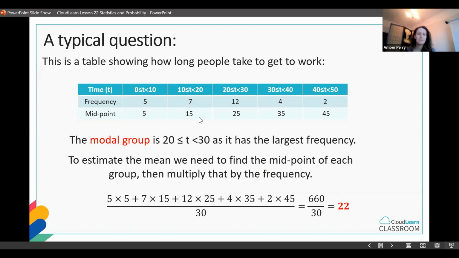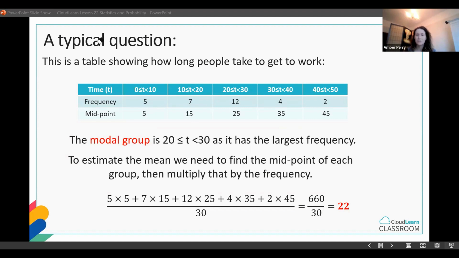5 times 5 plus 7 times 15 plus 12 times 25 plus 4 times 35 plus 2 times 45. You're just multiplying them. But again, it might even make sense to write in the individual numbers here: 25, whatever 7 times 15 is, whatever 12 times 25 is. So write them all in, just to make it a little bit easier when you're working in the calculator. And then divide by the total number of people. The total number of people is the total frequency: 5 plus 7 plus 12 plus 4 plus 2.